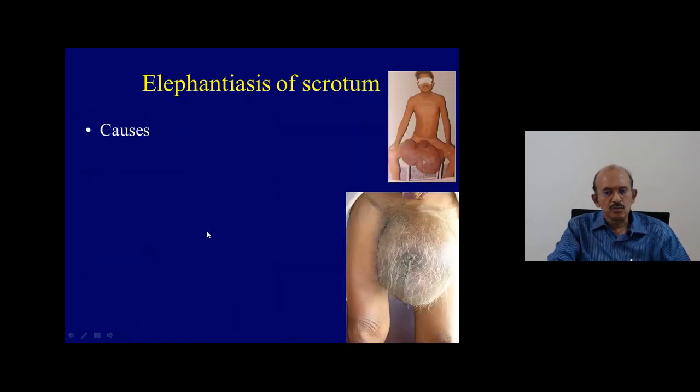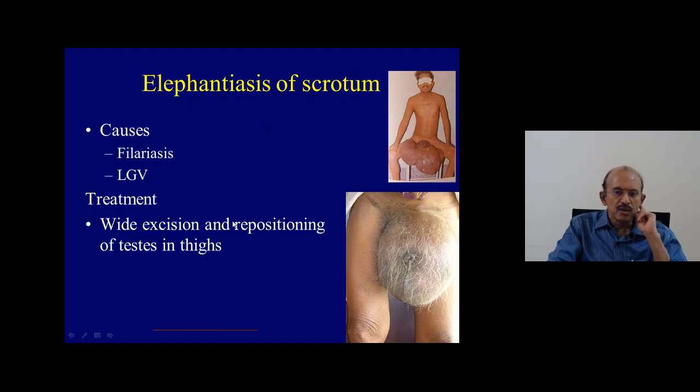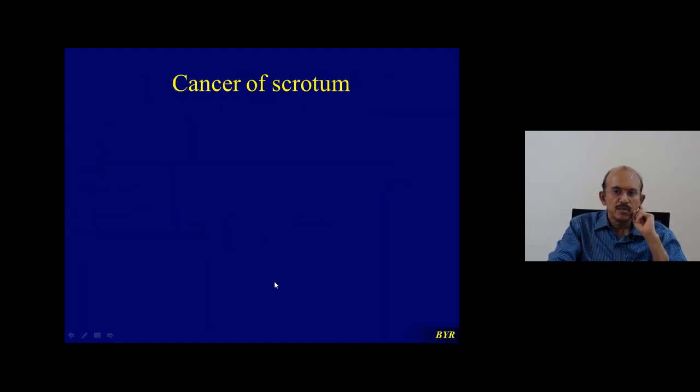Elephantiasis of the scrotum. If the lymphedema becomes excessive, there will be fibrosis of the edematous skin and it becomes very large. Causes: filariasis, LGB. Treatment: wide excision and repositioning of the testis in the thighs.